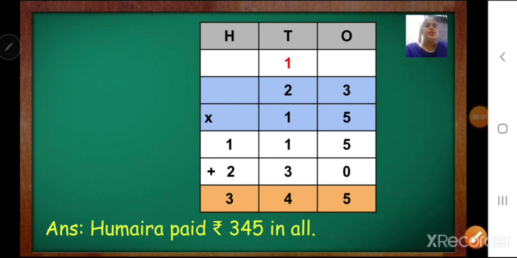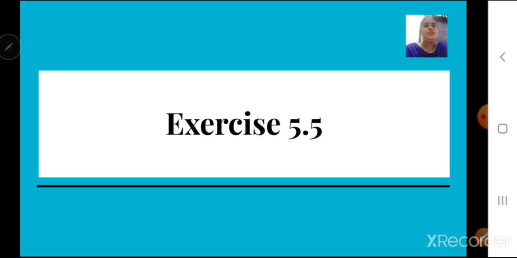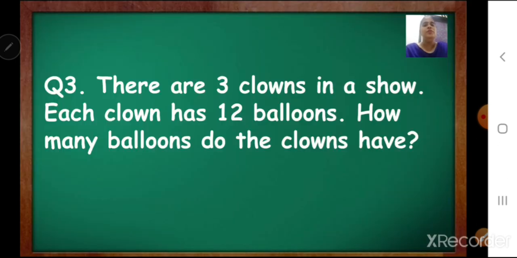Children, now you are going to take out your textbook and your notebook. We are going to solve a few sums from exercise 5.5. Question number 1 we have already done. Question number 2 is homework, and question number 3 you are going to write on a new page. You are going to continue and write question number 3.